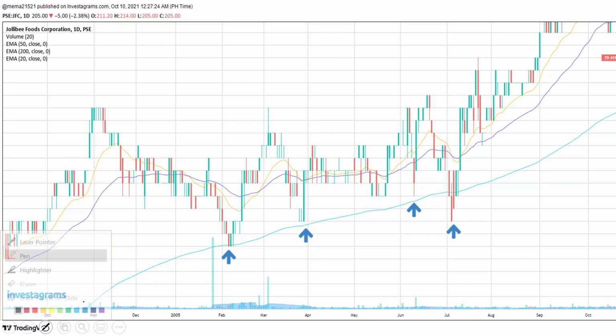Ito naman yung ating JFC. So, nag-bounce siya once, twice, third time, and fourth time. So, dito lumagpas siya. But yet again, nag-bounce ulit siya. Nagpakita ulit siya ng strength.